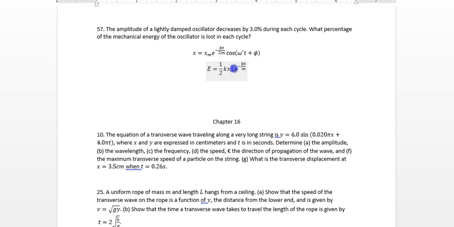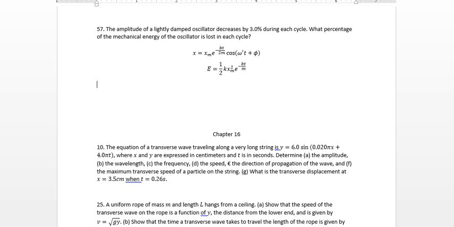So not quite the same term, right? I mean, this term, e to the minus bt over m, that out front is e to the minus bt over 2m, right? So how do we figure out how much the mechanical energy goes down, if we know e to the minus bt over 2m goes down by 3%?